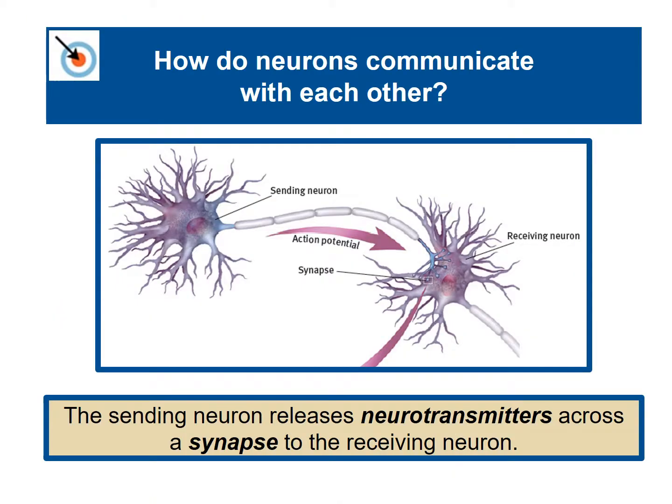So how do neurons communicate with each other? The sending neuron releases neurotransmitters across a synapse to the receiving neuron. So if you look at the diagram, the neuron on the left is the sending neuron, and you have the action potential going from left to right, and the right-hand side is the receiving neuron. And the synapse, the sending neuron releases the neurotransmitters across the synapse to the receiving neuron.